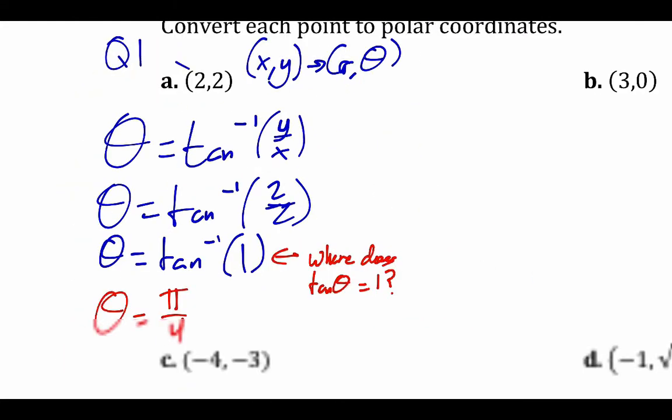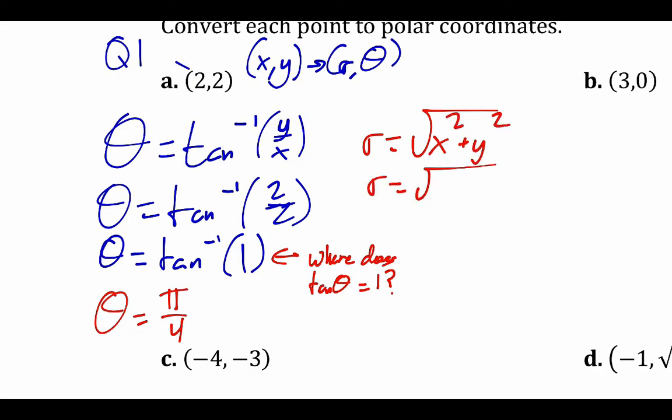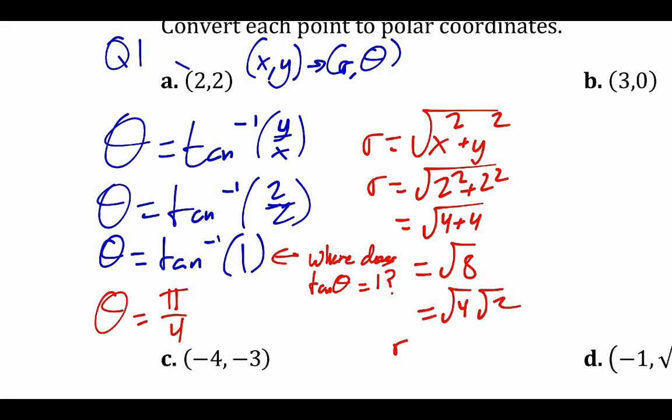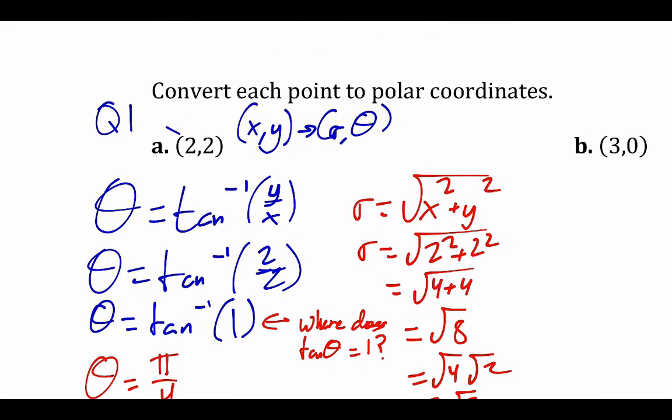The r equation: r equals the square root of x squared plus y squared. We got r equals the square root of 2 squared plus 2 squared, which is the square root of 4 plus 4, or the square root of 8. Square root of 8, not a nice square number. Let's break it down. We got square root of 4 times the square root of 2, which gives us r equals 2 times the square root of 2. So the r coordinate for our final answer is 2 root 2. The theta coordinate is pi over 4.